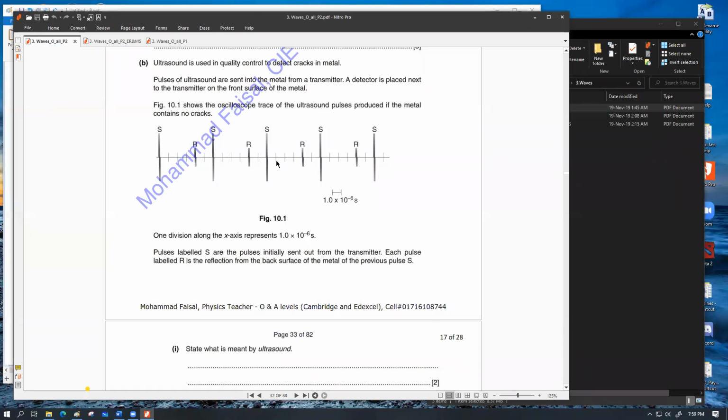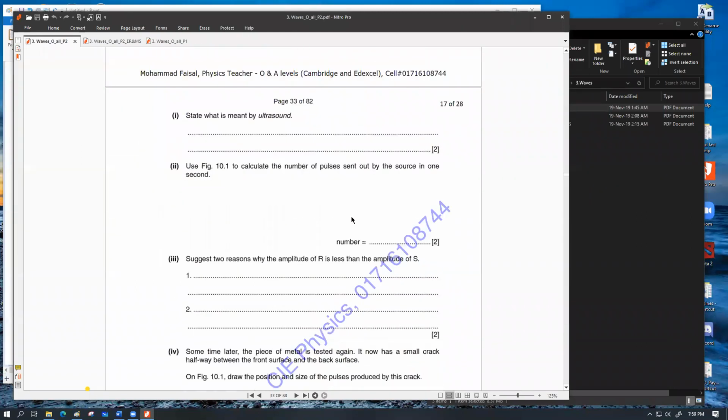Observe. 6 into 10 to the power minus 6. That's why this answer is supposed to be 1 by 6 into 10 to the minus 6. Or if I go for the unitary method, you can write that this many seconds is required to send out one pulse.